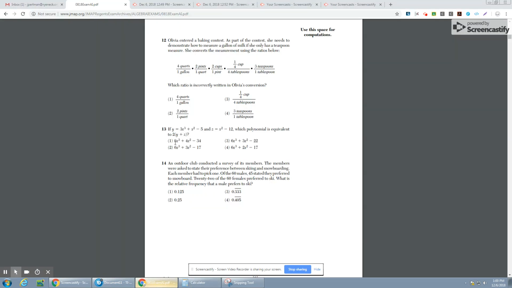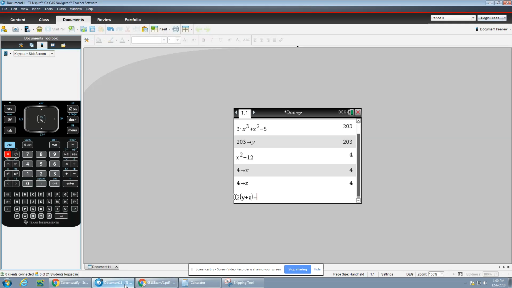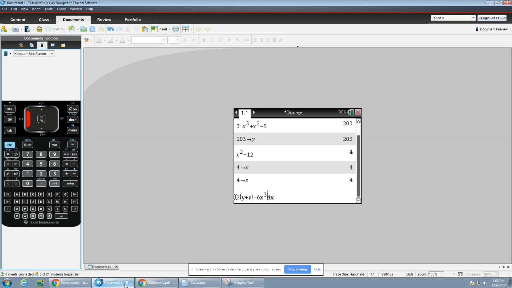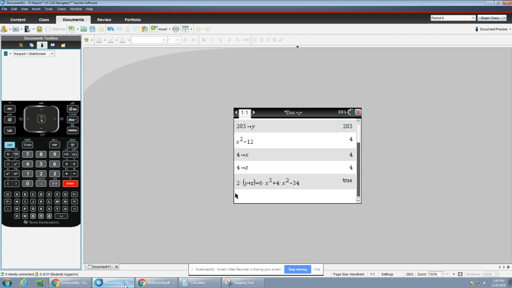So your first choice here is 6x to the third plus 4x squared minus 34. So does this equal 6x to the third plus 4x squared minus 34? And it says yes, so you know that that's your answer to start with.